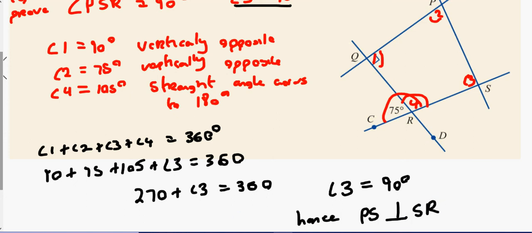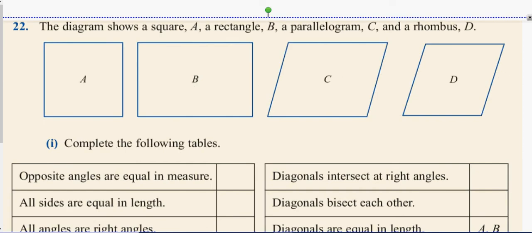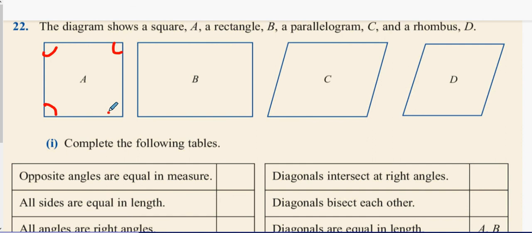Okay. Next one. What we know about these types of shapes is that in a square, every angle is 90 degrees. In a rectangle, every angle is 90 degrees. In a parallelogram, the red angle plus the green angle is 180, or the red angle plus the purple angle is 180, or the green angle plus the black angle is 180, or the black angle plus the purple angle is 180. And it's the same for the rhombus. Now, the difference between a rhombus and a parallelogram is that in a rhombus, all the lengths are equal, while in a parallelogram, two sides have the same length, but the other two sides don't.